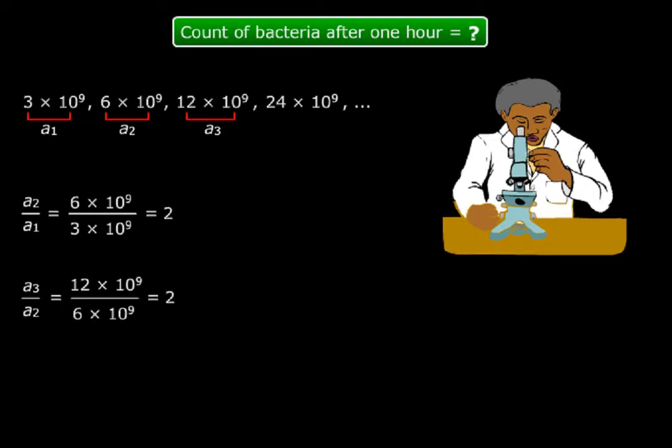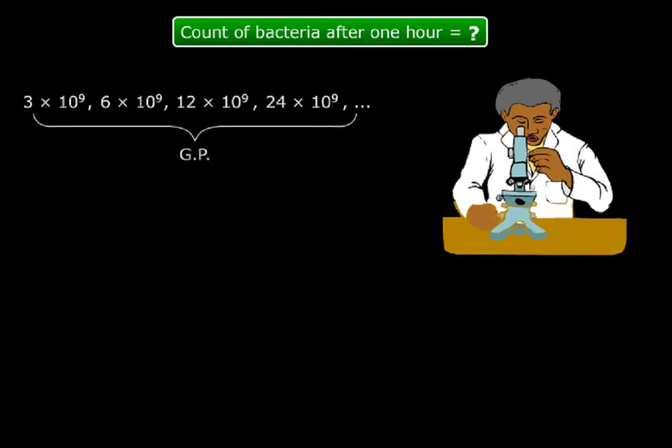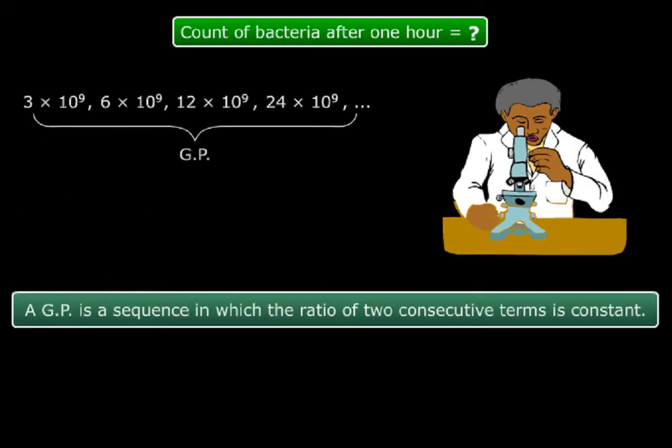And so we say that this sequence forms a geometric progression. And why is this? A geometric progression is a sequence in which the ratio of two consecutive terms is always constant. In this case, the constant is 2.